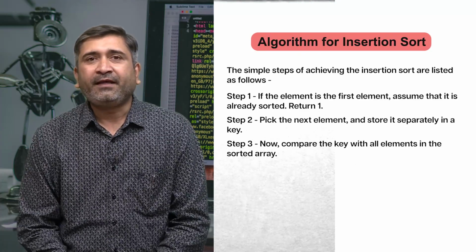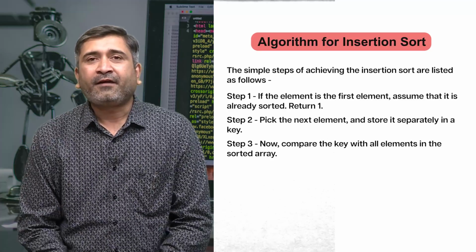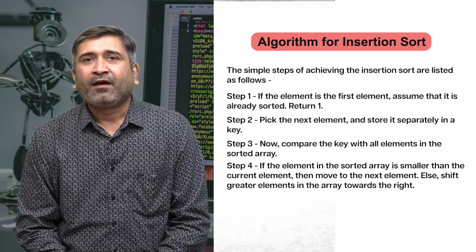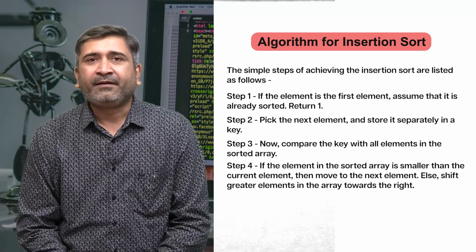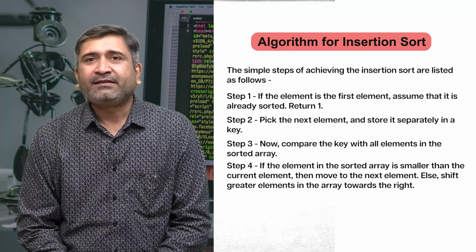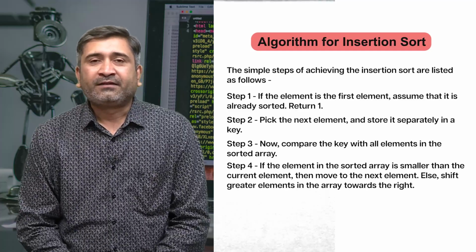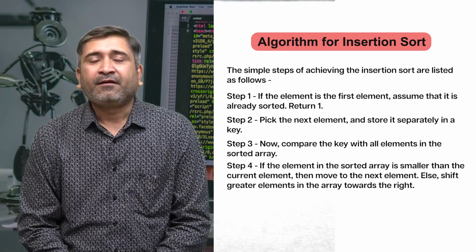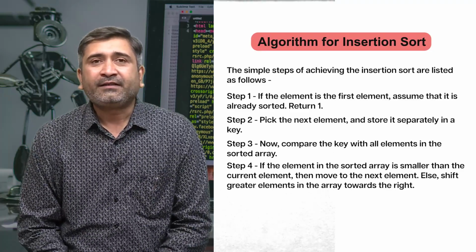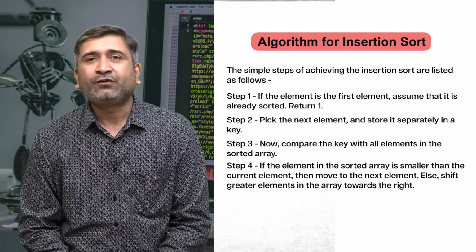Now, in step 3, we compare the key with the elements in the sorted array. In step 4, if the element in the sorted array is smaller than the current element, then move to the next element, else shift the greater element in the array towards the right. Suppose we have taken an array, the first element is already sorted. In steps 2, 3 and 4, we select the second element and store it in a key.